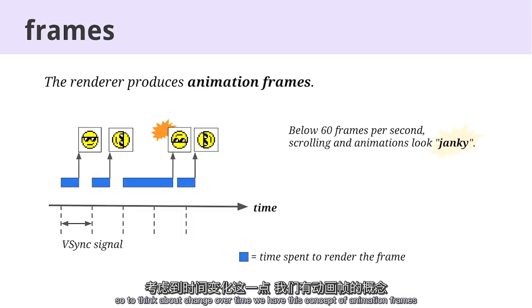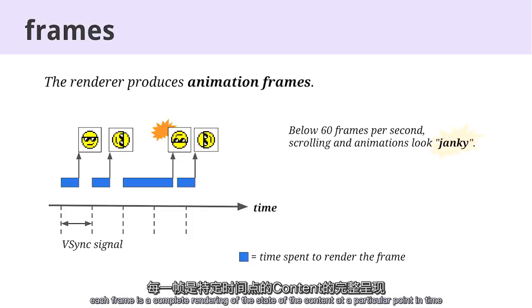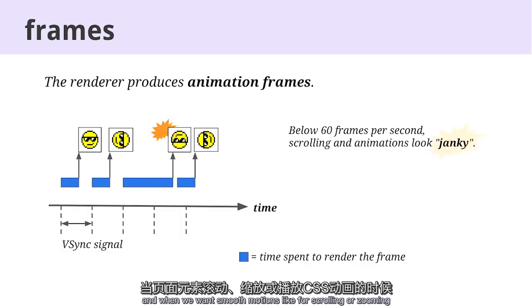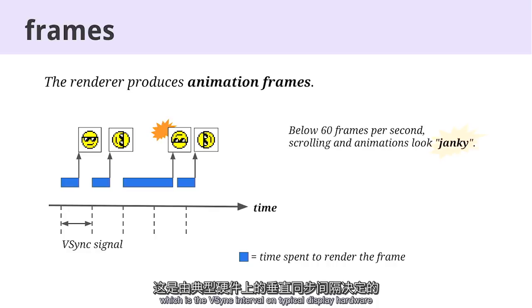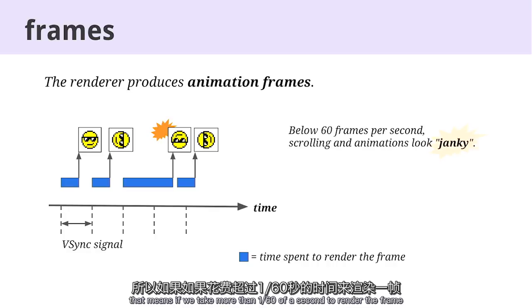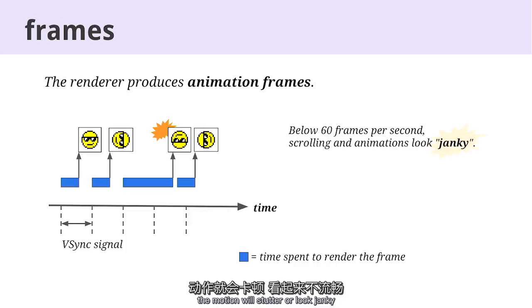So to think about change over time, we have this concept of animation frames. Each frame is a complete rendering of the state of the content at a particular point in time. And when we want smooth motion, like for scrolling or zooming or CSS animations of page elements, the gold standard is like 60 frames per second, which is the VSync interval on typical display hardware. That means if we take more than 1/60th of a second to render the frame, the motion will stutter and look janky.